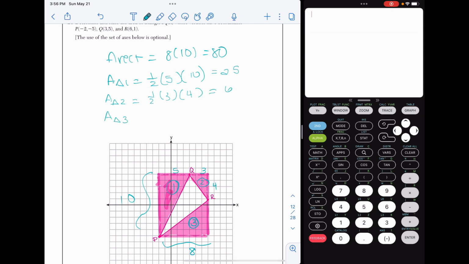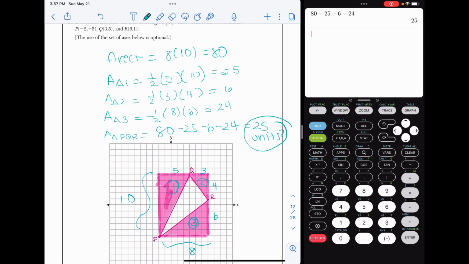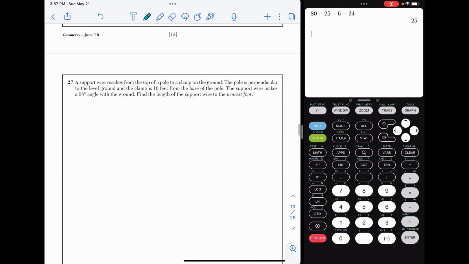And the area of triangle 3, 1/2. The base we can see is 8 here. The height is 6. So 24. So if I want the area of triangle PQR, I could take the area of the box and subtract out those surrounding areas. So 80 minus 25 minus 6 minus 24 gives me 25 units squared for my final area of this triangle.